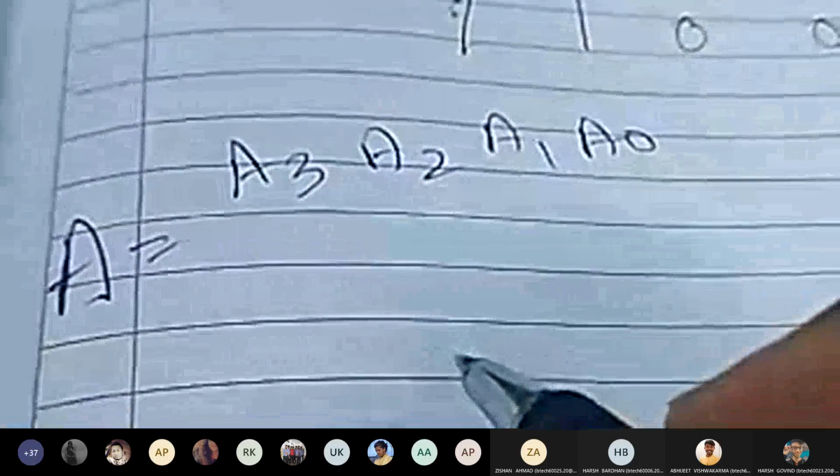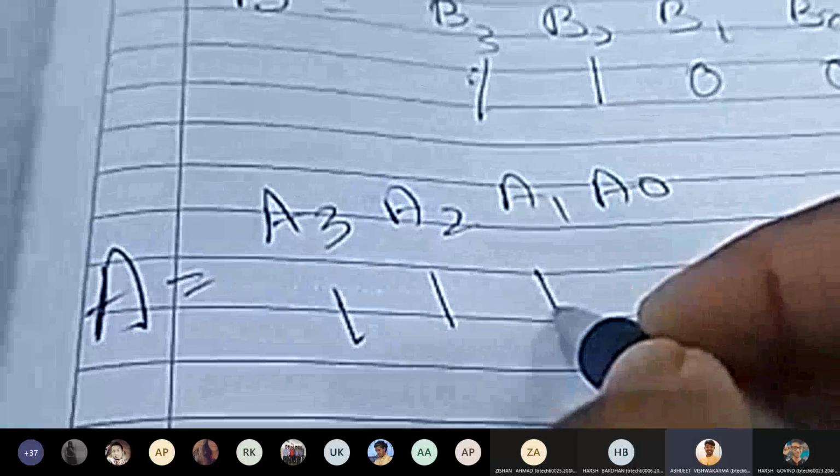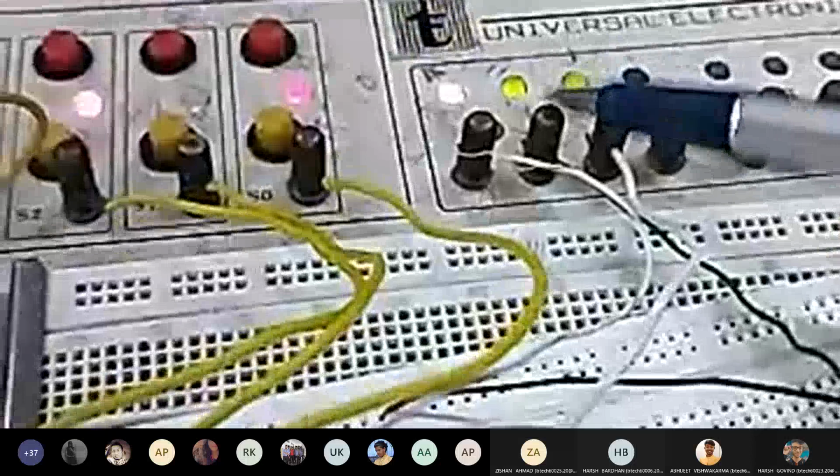Okay, so any of you tell me the value for A. All 1, ma'am. So the same value I'll take for B also, 1 1 1 1. Okay, both the values will be the same, so you will be getting A equals to B. So see here that pin number 6 is A equals to B. This one which is being attached, this is A equals to B.